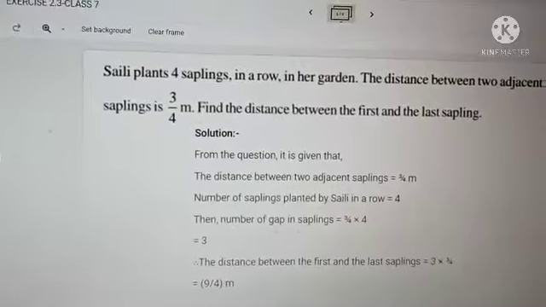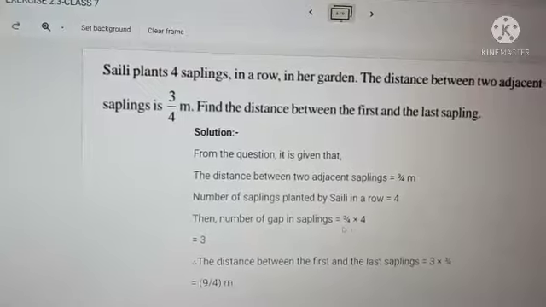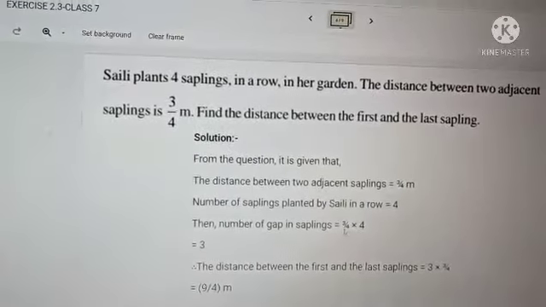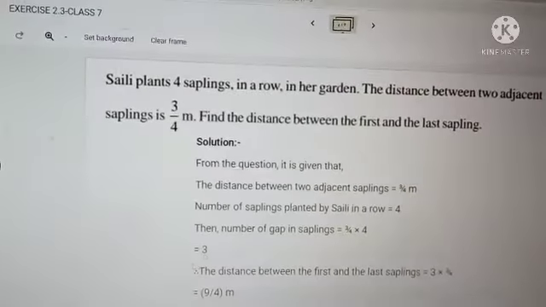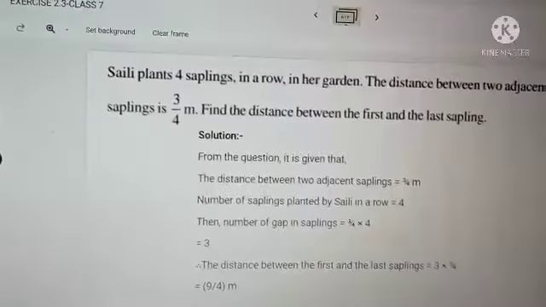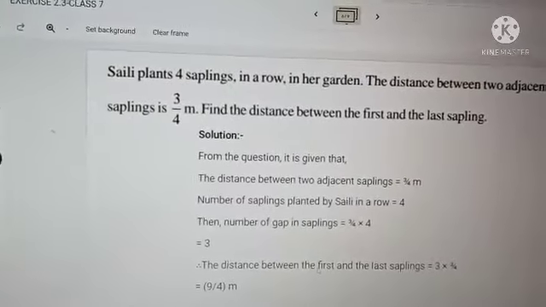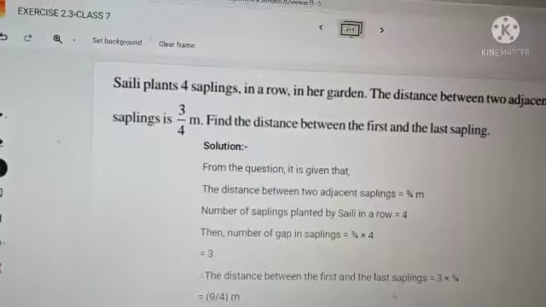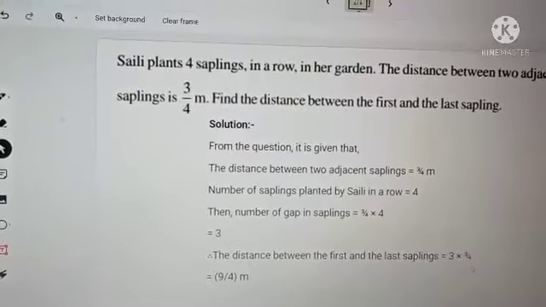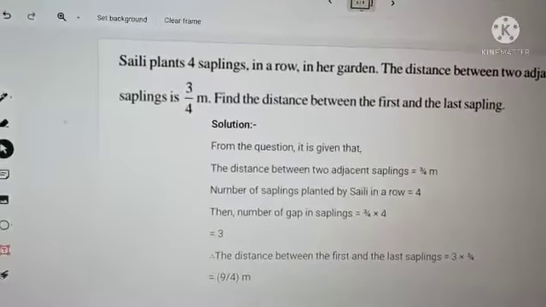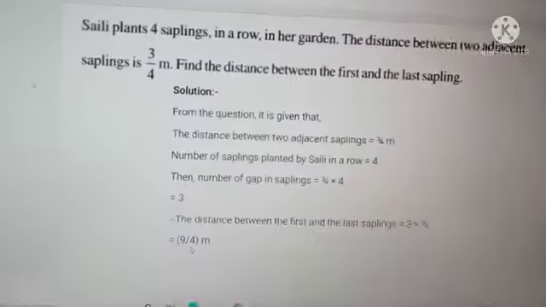The number of gaps in saplings is 3 by 4 into 4. So 4 and 4 get cancelled. Answer is 3. So the distance between the first and last saplings is 3 into 3 by 4. That is 9 by 4 meter.